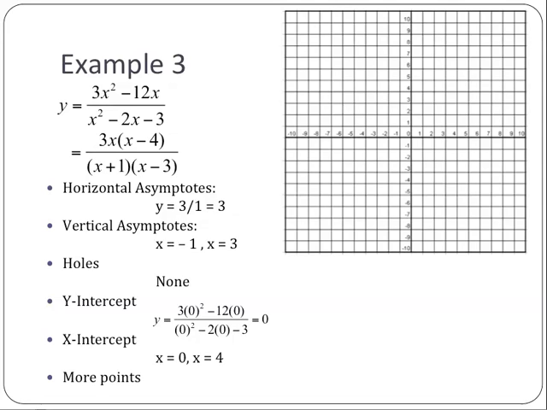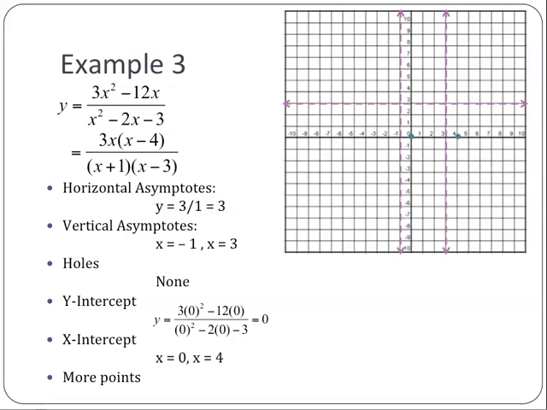Let's put everything that we have so far onto our graph. So our horizontal asymptote at y equals 3. And then we have vertical asymptotes at negative 1 and positive 3. No holes. We have a y-intercept at 0. Plot that. And then we have x-intercepts at 0, which is the same as the y-intercept, and at 4.